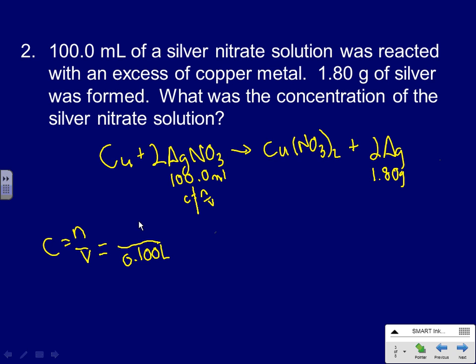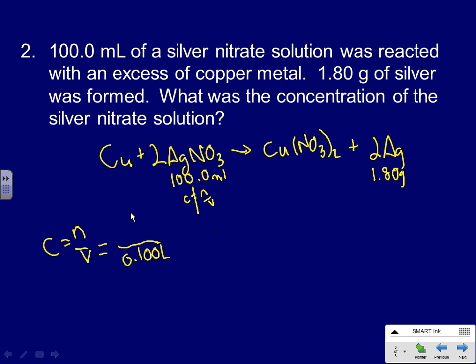So what's the only other thing I need? Yep, Jess? The moles of silver nitrate. Now, we all know the way our map works. Someone describe to me or even point out on my map, where would I find moles of silver nitrate? On the map, where is moles of silver nitrate located? Letting everyone think. Taylor, what do you got?